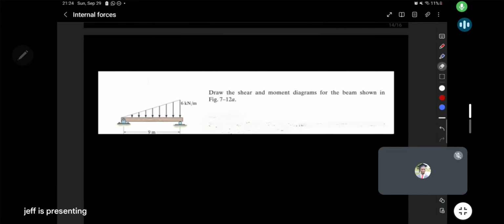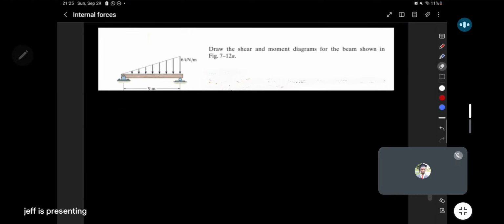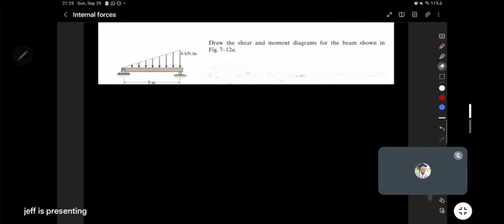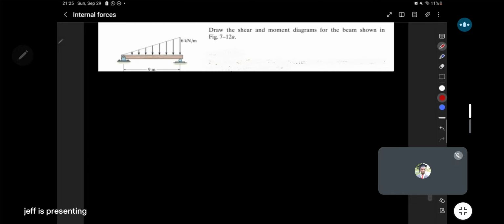Okay, so this time around we have this example, and again we just want to draw the shear and the bending moment diagram for the figure shown. This is a little bit tricky because now we have a distributed load, but it's still the same concepts we're going to use here. And the first step is a free body diagram of our structure.